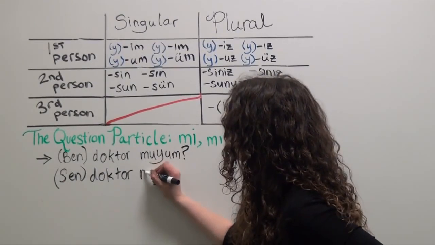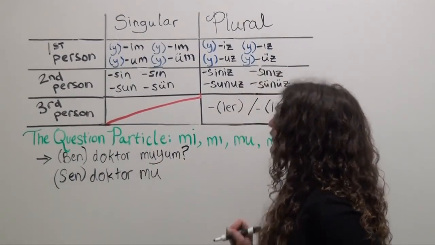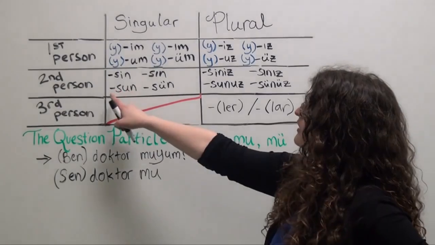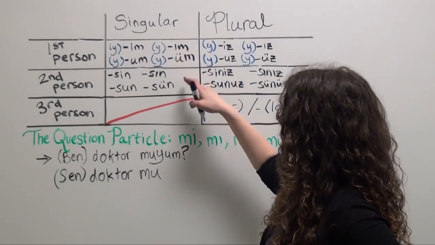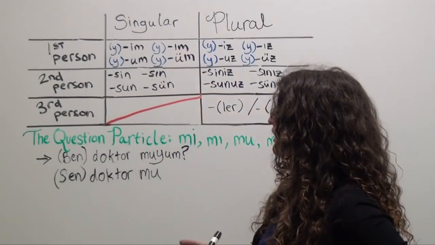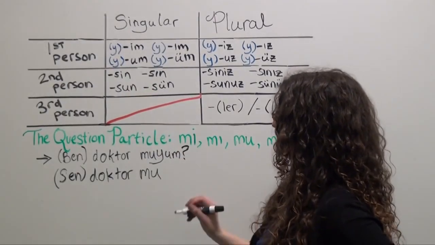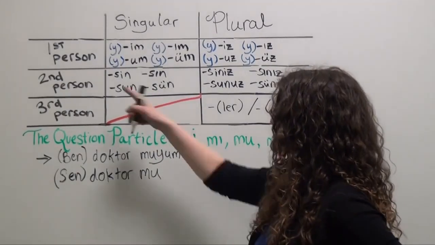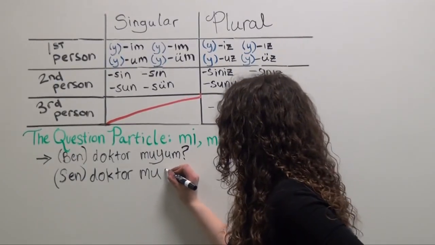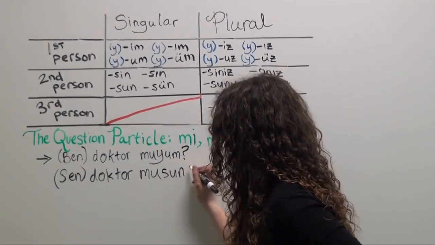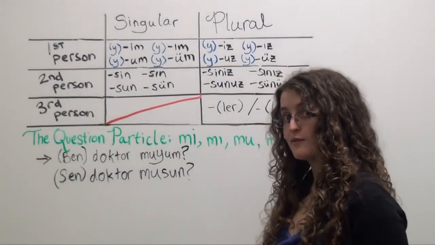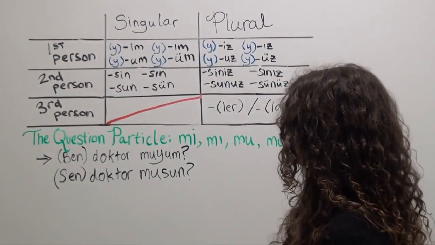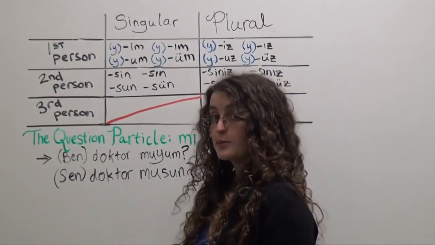Sen doktor mu. Now we've got to add our second person singular personal suffix. Vowel harmony tells us it's going to be sun, and we don't need the y because sun does not begin with a vowel. So, sen doktor musun? Are you, singular informal, a doctor? Sen doktor musun?